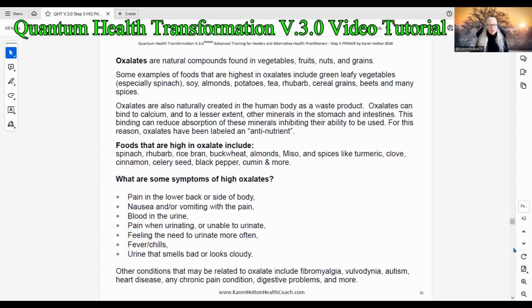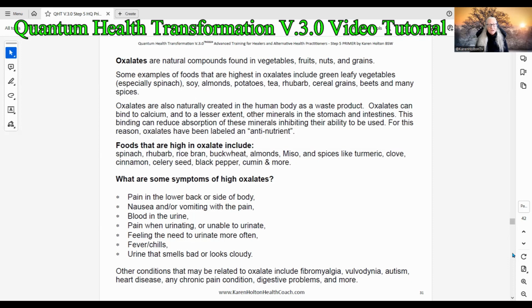Next, we want to talk about oxalates. Oxalates are natural compounds found in vegetables, fruits, nuts, and grains. So I myself have a very severe oxalate sensitivity, and I didn't know about it for years and years. Thank God I found out. So here's a little bit about oxalates.